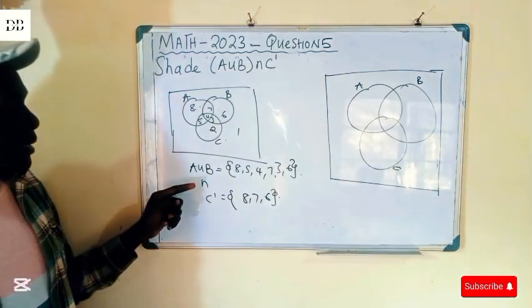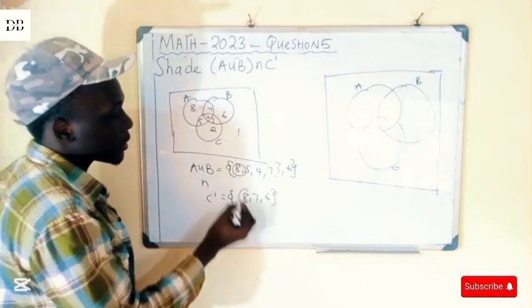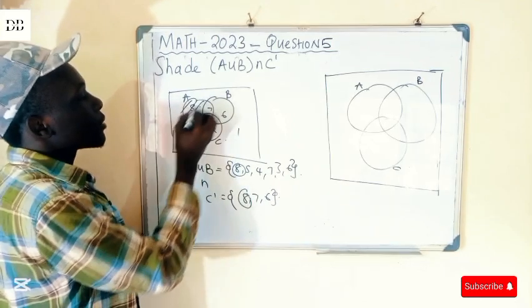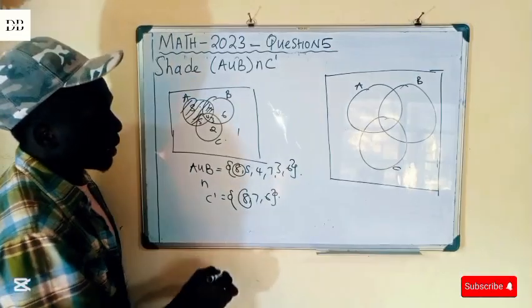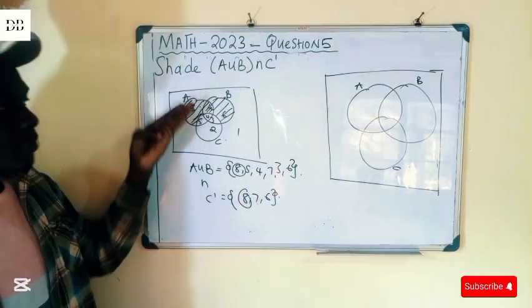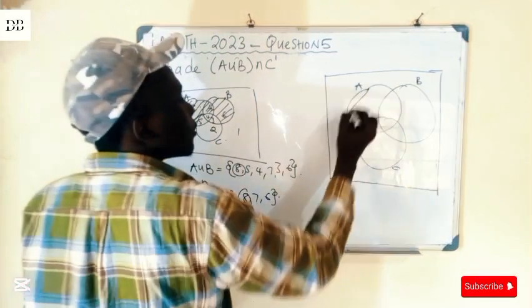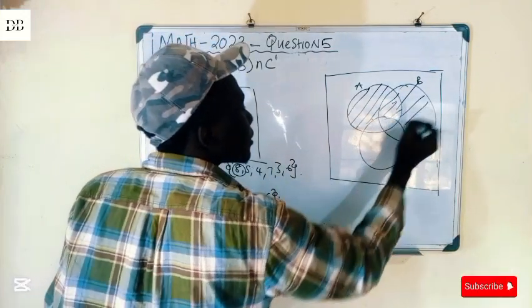And then we'll find the intersection of these two sets which are similar. So 8 is similar, means we shade on the part where there is 8. 7 is similar, we shade here. 6, we shade there. So that should be your final answer. So therefore, we shade this part here and there.